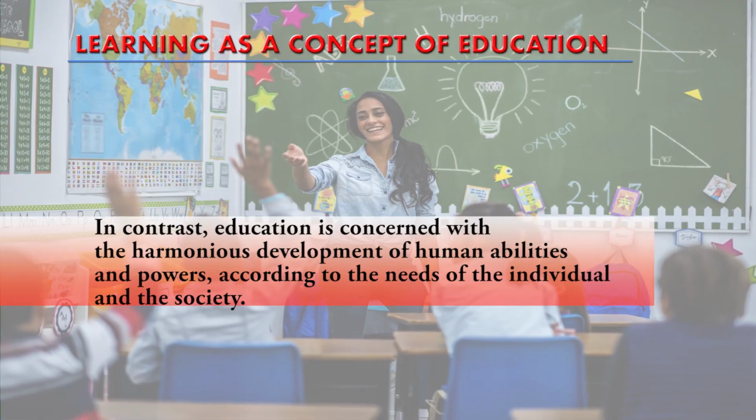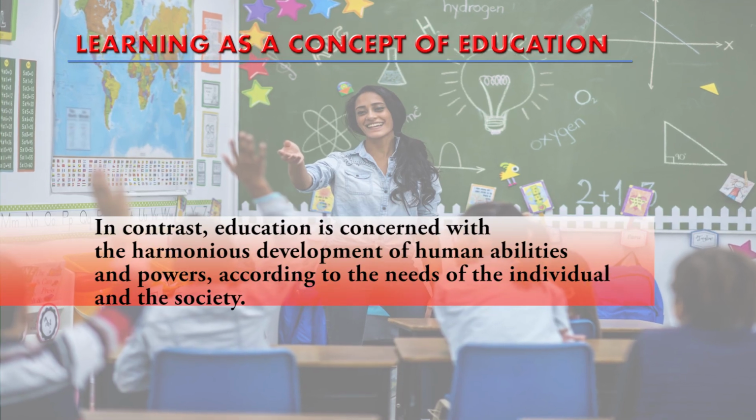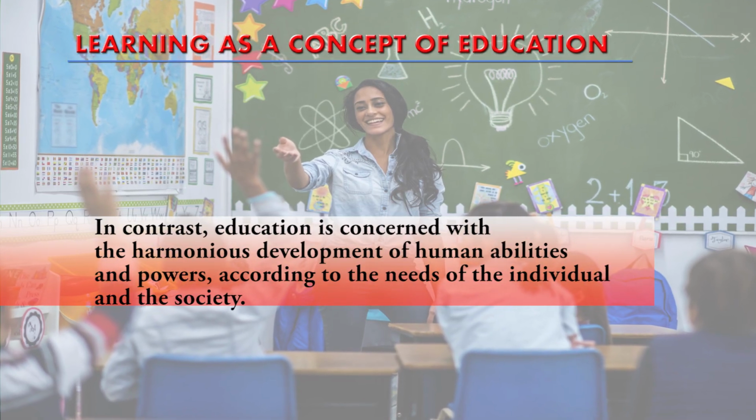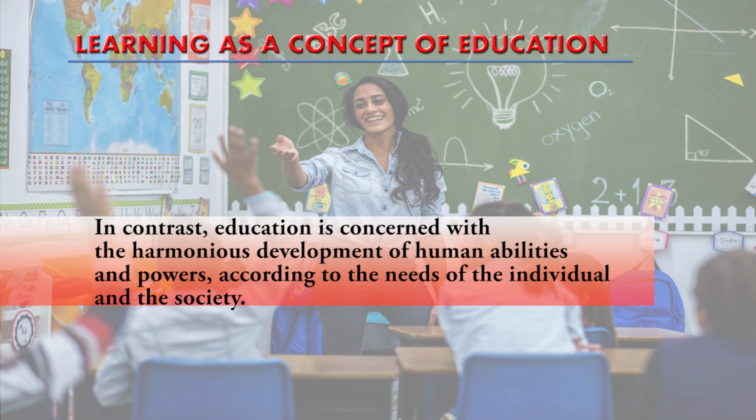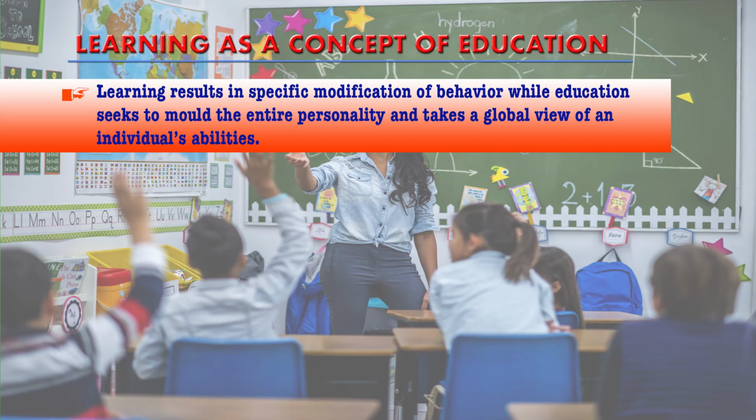And further we can say, in contrast, education is concerned with the harmonious development of human abilities and powers according to the needs of the individual and the society. So education talks about the total development of the human child, the harmonious development of the human child. It is not only about the development of a particular individual, a single individual. And then further we can say learning results in specific modification of behavior, while education seeks to mold the entire personality and takes a global view of an individual's ability.